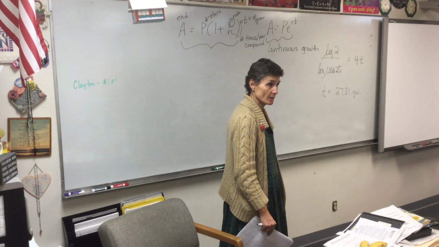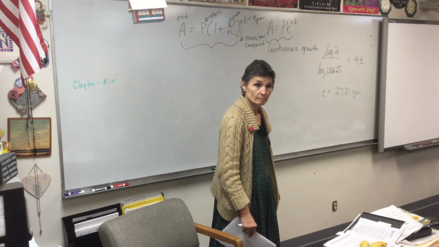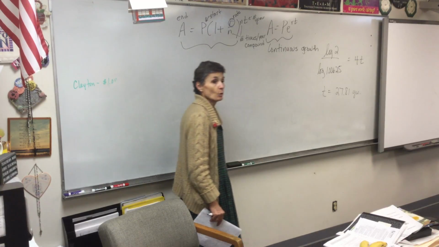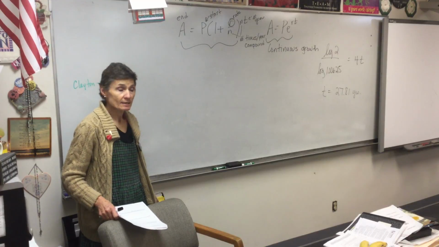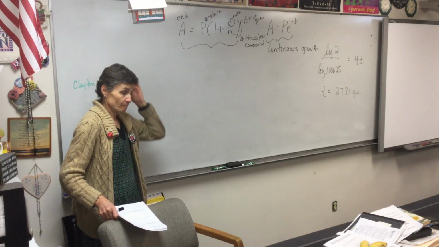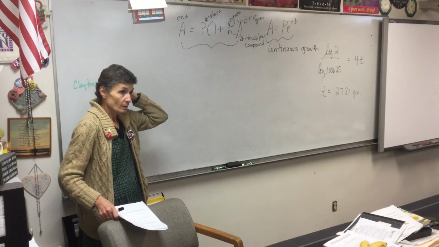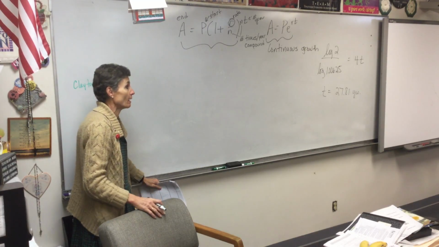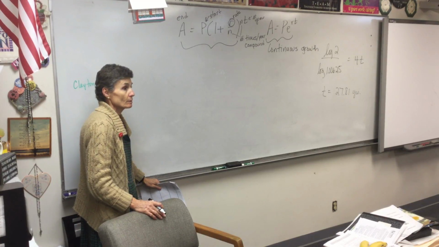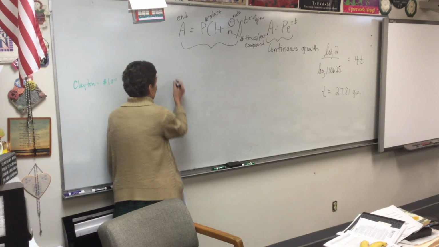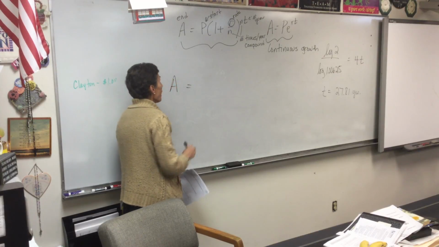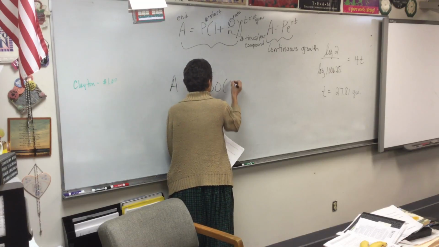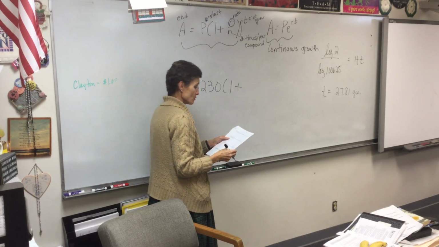So your first decision is which formula? The one we just used, or are we gonna go with PERT? The one we just used because it says compounded monthly. Correct? All right, so here we go. What goes in for A? How much am I ending up with? That's what I'm looking for. So A is what I'm looking for. How much am I starting with? 1230. There's a 1. What's my interest rate?